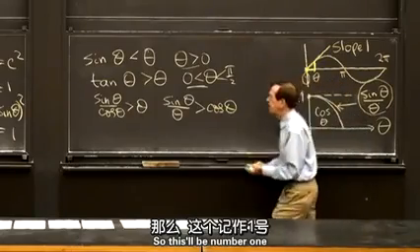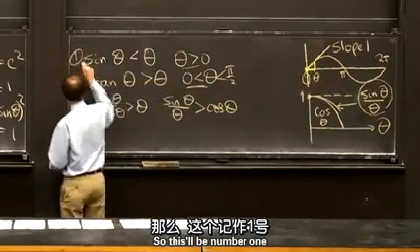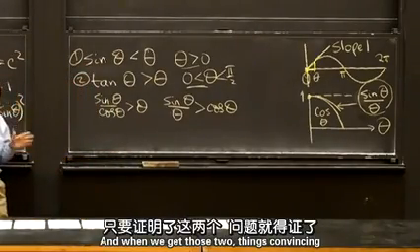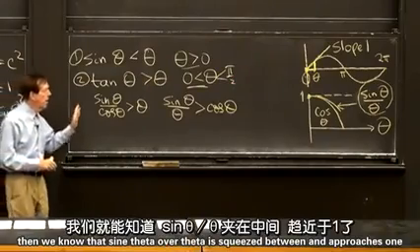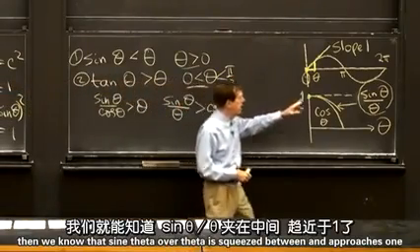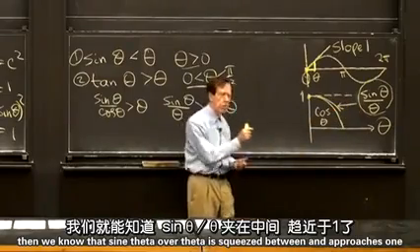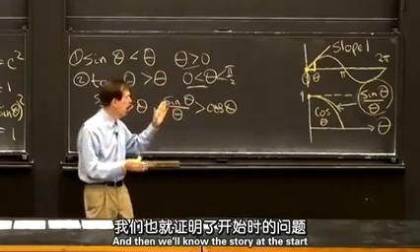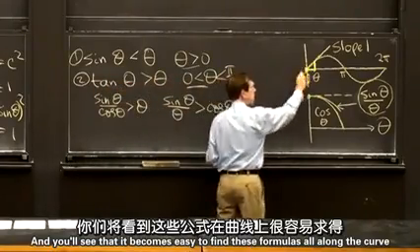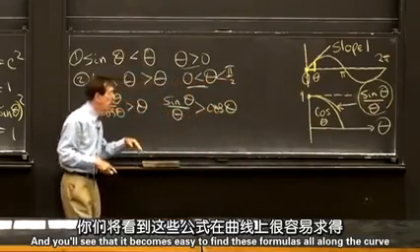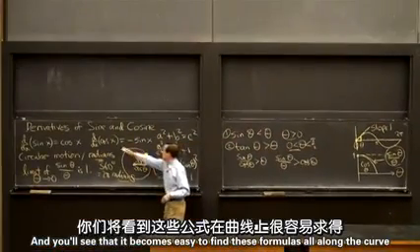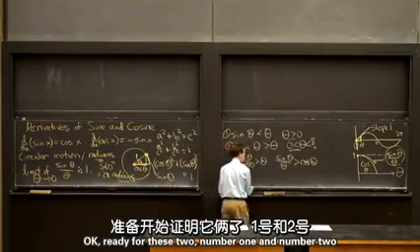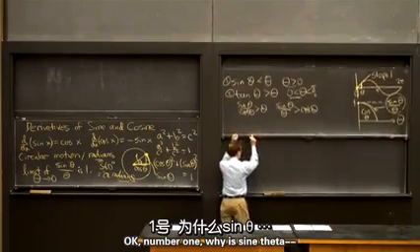Okay, so this will be number 1, and this will be number 2, and when we get those two things convincing, then we know that sine theta over theta is squeezed between and approaches 1. And then we'll know the story at the start, and you'll see that it becomes easy to find these formulas all along the curve. Okay, ready for these two. Number 1 and number 2. Okay, number 1.